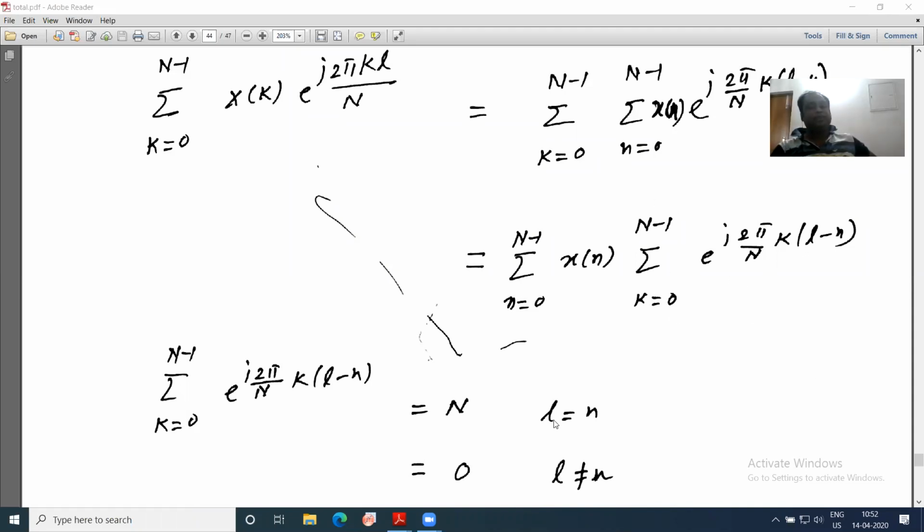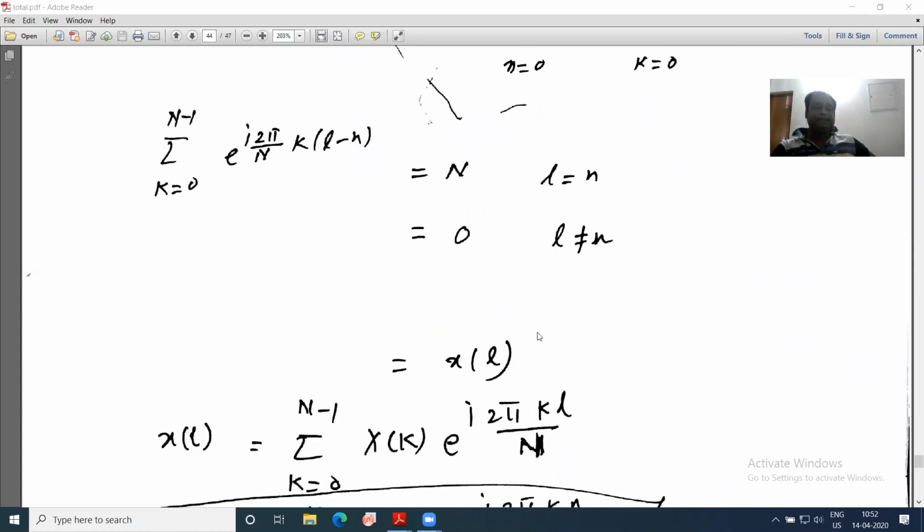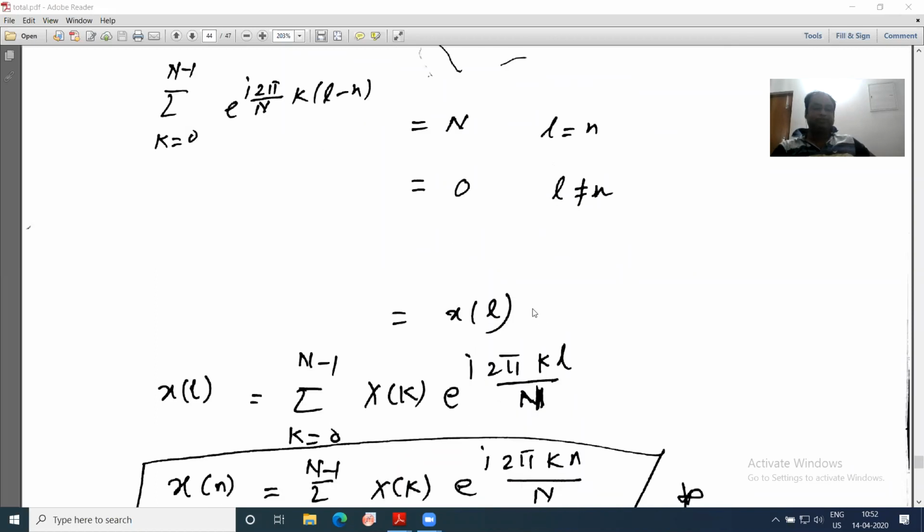And this happens if l equal to n. Now here also, when n equal to l, at that time only this is 1. Otherwise, this part is 0, so this part is also 0. So what I can write, this is n and this is x of l. There it is multiplied by n.